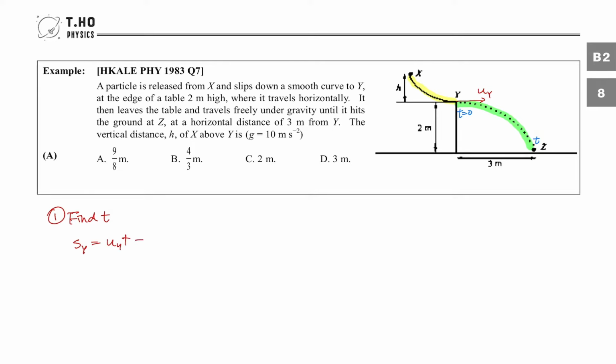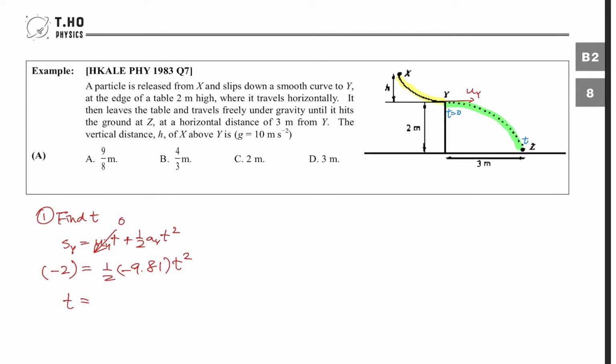Sy is equal to uy t plus half ay t squared. Because this is a horizontally projected motion, uy can be neglected. It will be 0. So Sy is negative 2 meters, and ay would be negative 9.81 because it is under gravity. After solving this equation, we will know that the time the particle has spent before it hits the ground is 0.639 seconds.